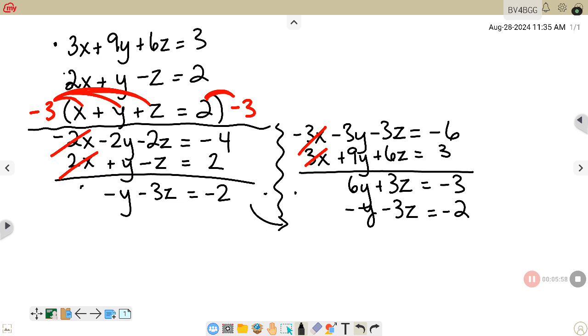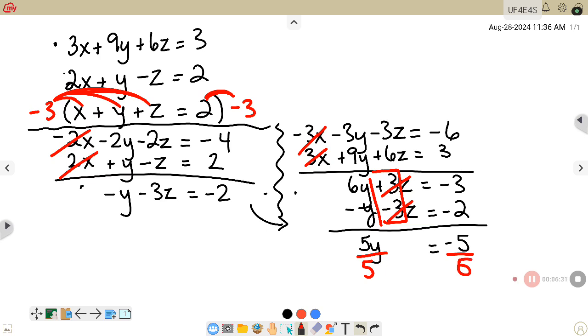So you want to eliminate another variable. If you'll notice, look at your z's. They are set up very nicely because adding them together, just like they are, will eliminate. So 6y minus y gives me 5y. My z's eliminate, equals negative 3 minus 2 is negative 5. So now I'm down to one variable, which means I can divide by that 5. So y equals negative 5 over 5, which gives me negative 1.